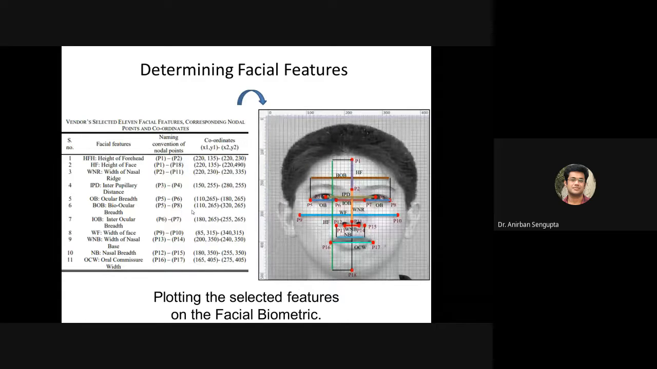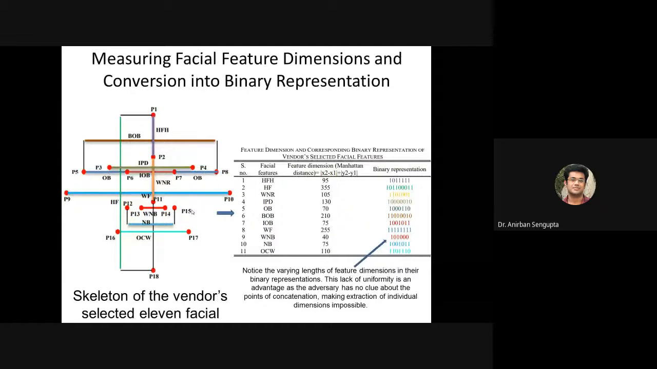The corresponding coordinates that are available are used to calculate the Manhattan distance between the two. So for example, if you want to calculate the distance between P1 and P2, we'll have to employ x1, y1 minus x2, y2. Once we have this done, then we get the framework of the facial biometric and we convert that into its binary representation.